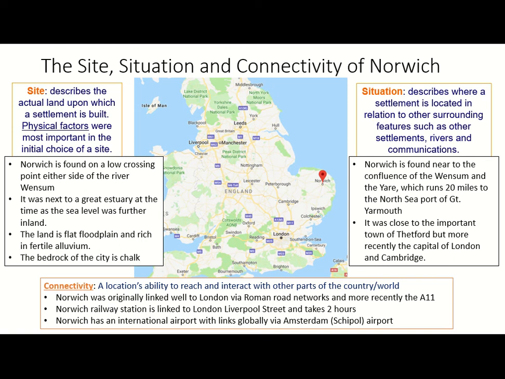But in terms of physical connections, we've got our A11, which has been recently dualled in some parts as well to help improve the speed of getting into London. Norwich to London, Liverpool Street takes about 2 hours on the train. But also, we've got an international airport. Norwich Airport will link to lots of parts of the UK, but also it'll take you to Schiphol Airport in Amsterdam, which will almost take you anywhere in the world. So we have fairly good links anyway for a remote rural area.